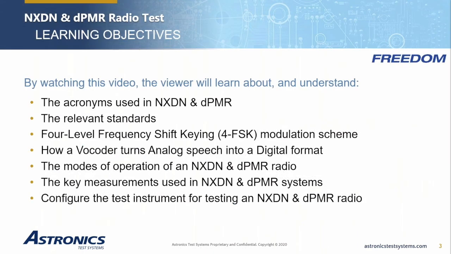During this presentation, we will touch on the following subjects. We will give an overview of the history of NXDN and dPMR digital technology. We will give an overview of the AMBE vocoder conversion of analog to digital speech. We'll talk about some key measurements and their limit values. And last but not least, how to configure the Freedom R8000 or R8100 series communication systems analyzer using NXDN and dPMR options.